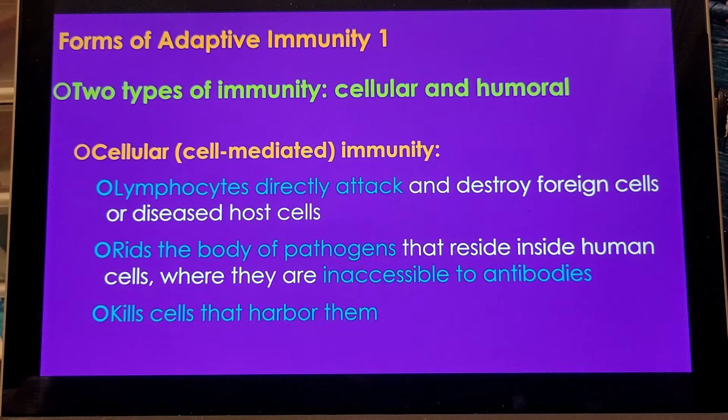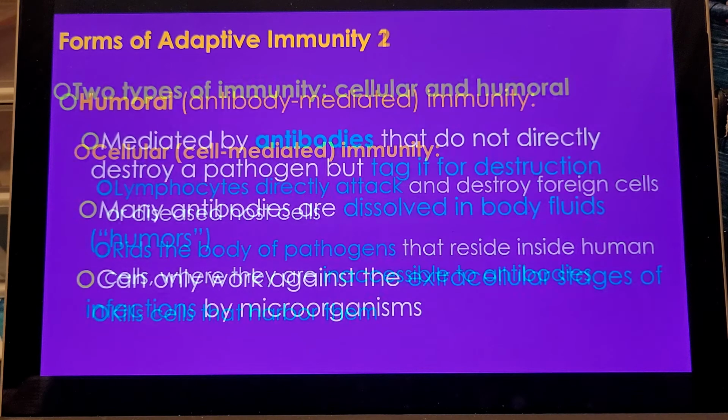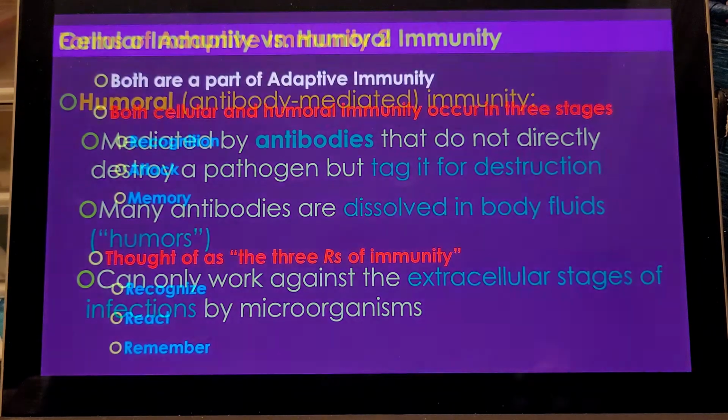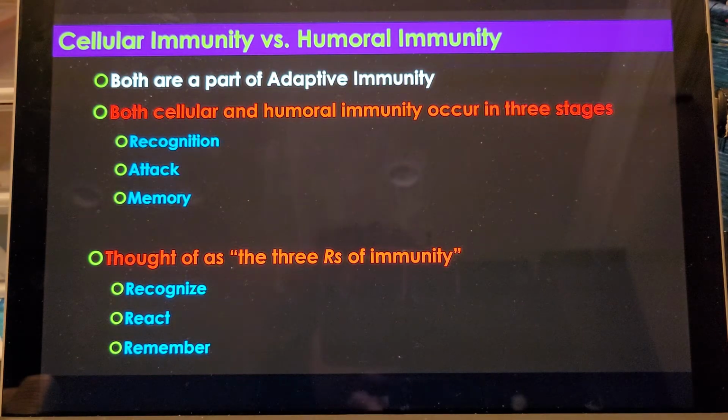With your cell-mediated immunity, you also can kill the cells that harbor any type of foreign pathogen. The humoral one, so body fluids, that's just an old way of saying humors. Humors is an old way of saying body fluids. So the antibodies are hanging out in those body fluids. This is an extracellular stage where the pathogen hasn't found a host, and so those antibodies can bind to that pathogen and therefore start the process of the immune response.